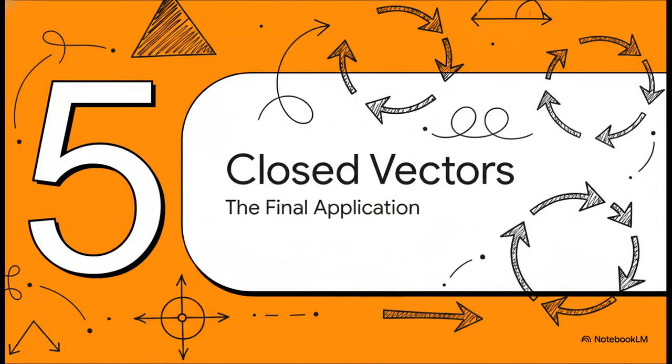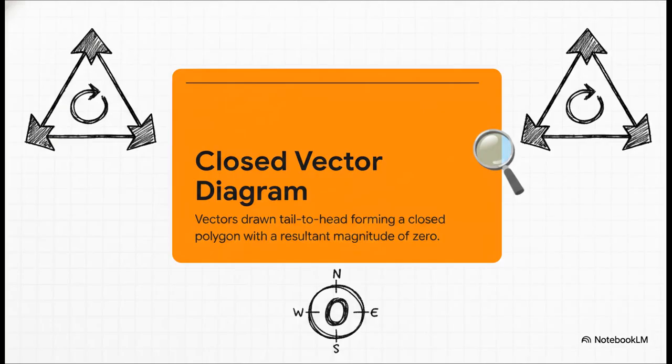Which brings us to part 5, closed vector diagrams, the final application. So what on earth is a closed vector diagram? Well, if you draw all your acting forces tail to head, one after the other, kind of like tracing out a treasure map, and you end up exactly back at the origin where you started, you've made a closed shape, a polygon. But the really absolute key here is the second half of that definition. It means your resultant has a magnitude of 0. All the forces are perfectly 100% canceling each other out.